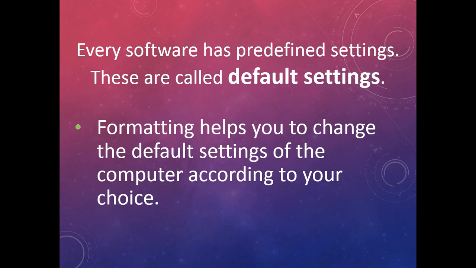Every software has predefined settings. These are called default settings. Predefined settings means whenever you start MS Word, you remember that the font size, the letter size, was 11. Okay, and the color of the text is black. So that is predefined, which comes inbuilt in the software. Okay, that is default setting.